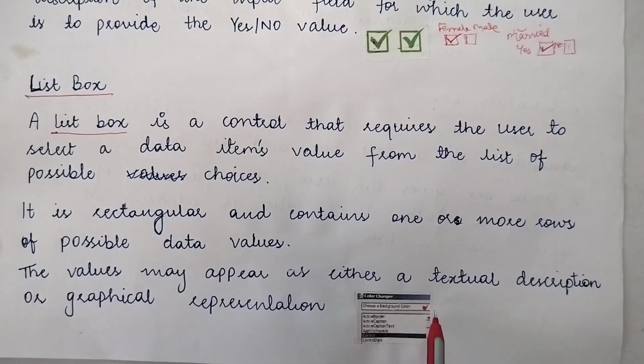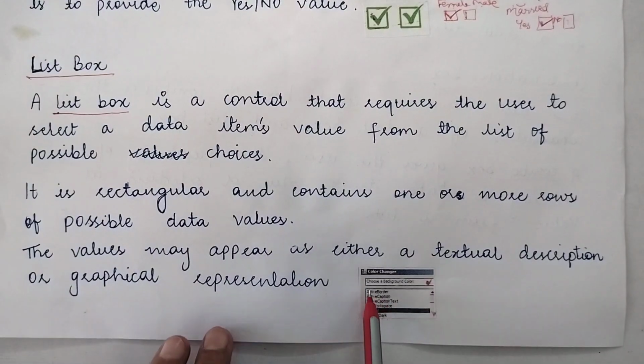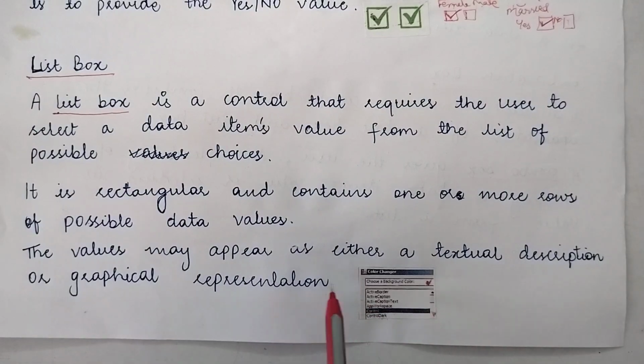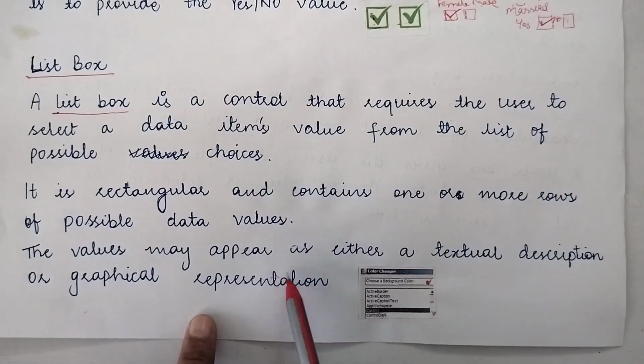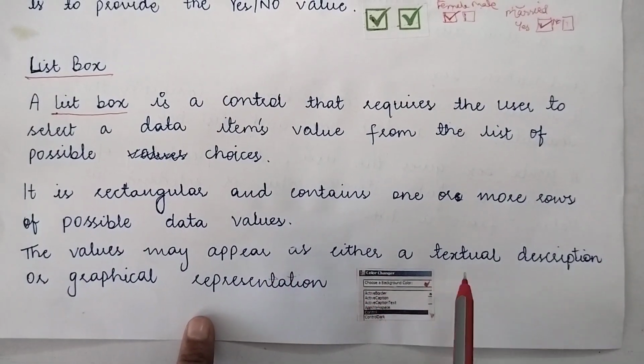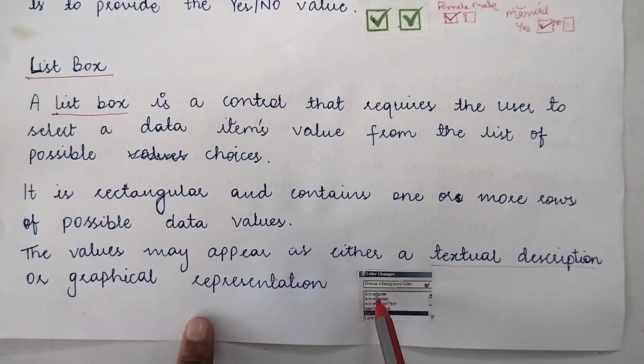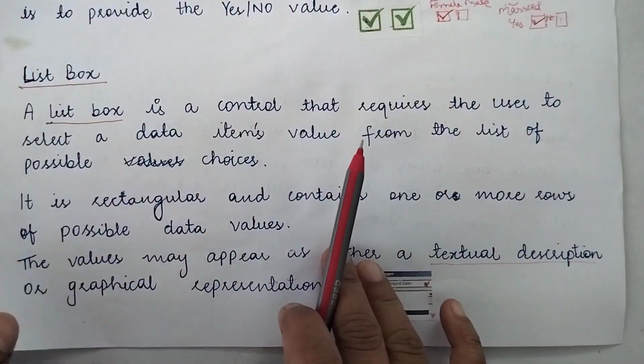So you can see that this is a rectangular box and then there are one or more rows of possible data values. So these are the rows of the data values. The values may appear either as textual description or graphical representation. So it is not necessary that every time the values have to be textual descriptions. Sometimes you can also find list boxes which have graphical representation, but the available elements can be selected in a similar manner.